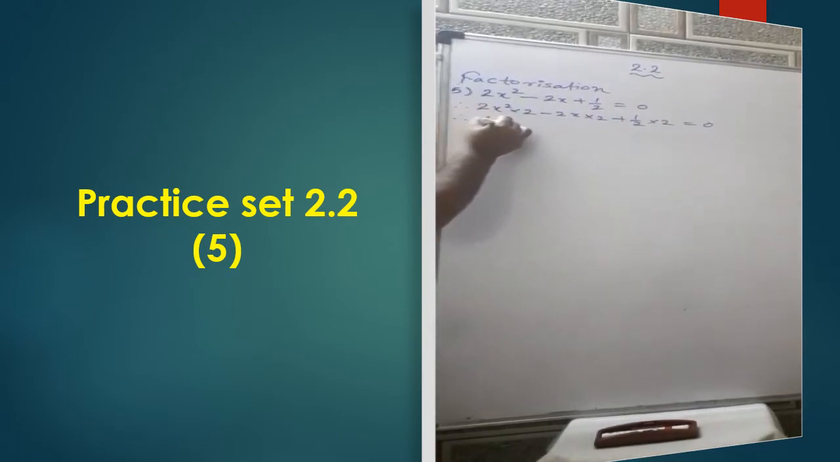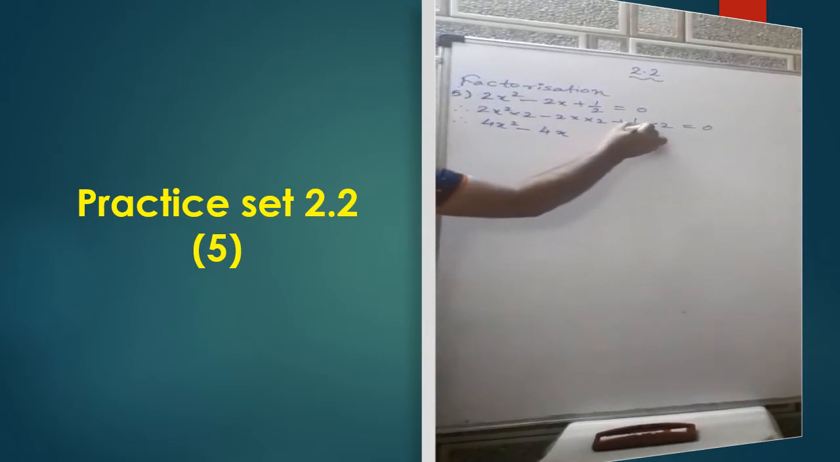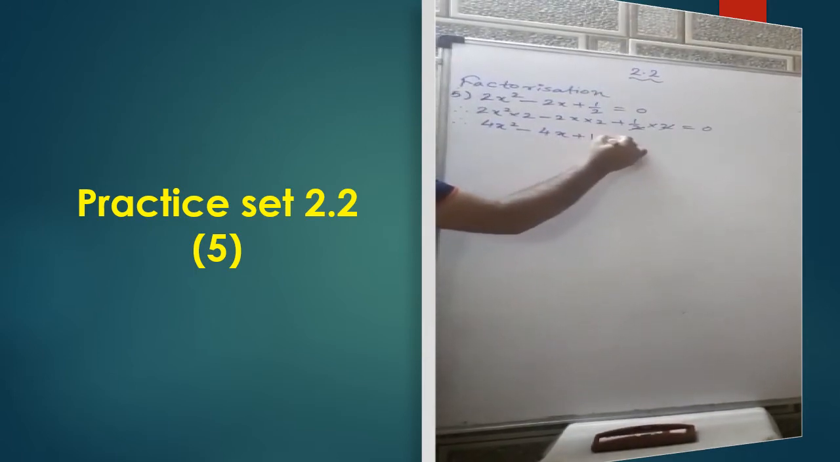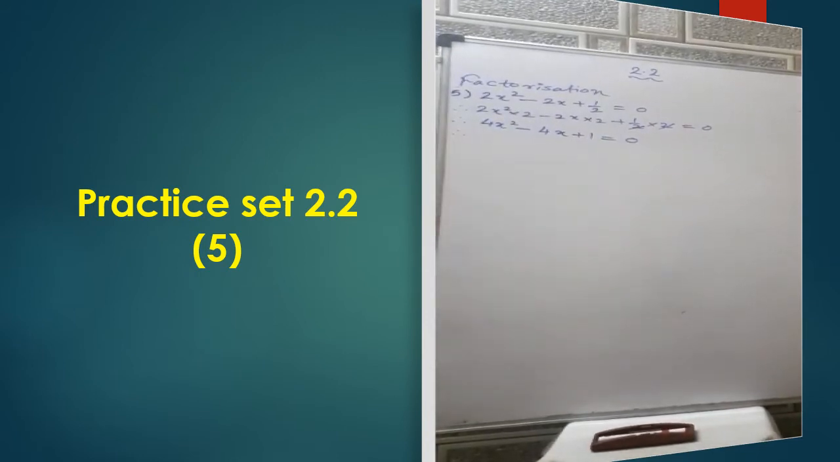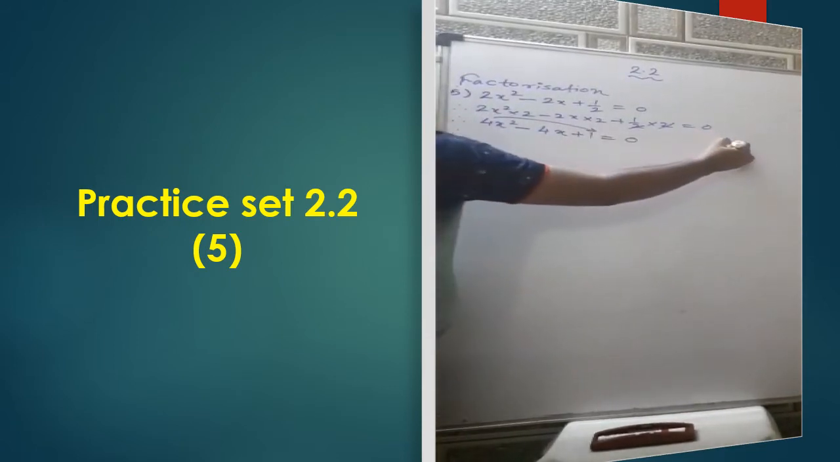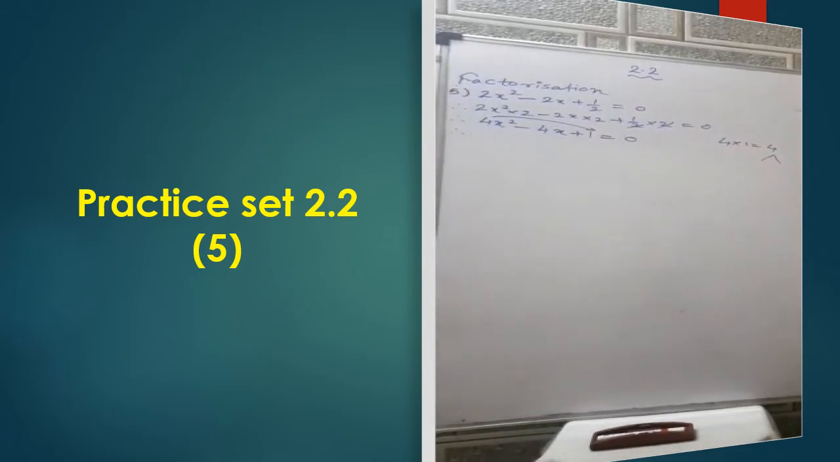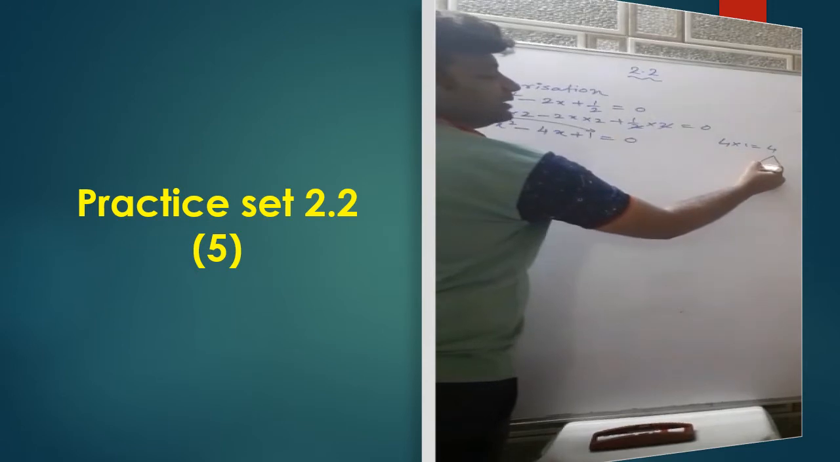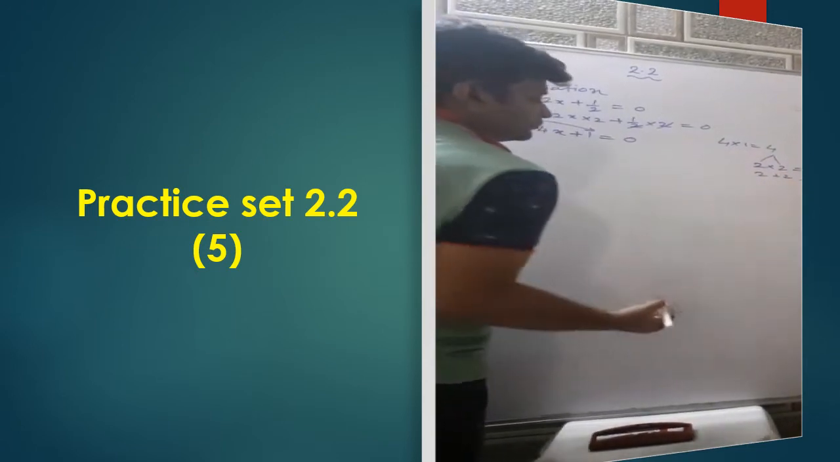So here you get 4x square. Here you get 4x. Here 2 and 2 cancel, plus 1, that equals 0. Now 4 multiplied with 1, so that you get 4. Now you need two numbers whose product is 4 and sum is 4. So which number? Here we multiply the 2 with the 2, that we get 4. 2 plus 2, that also we get 4.